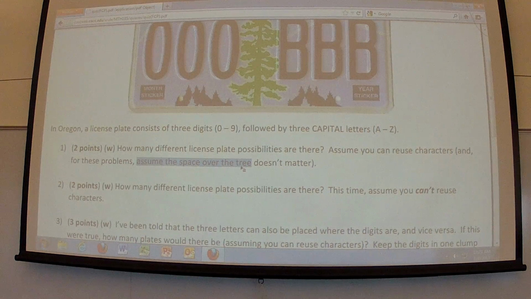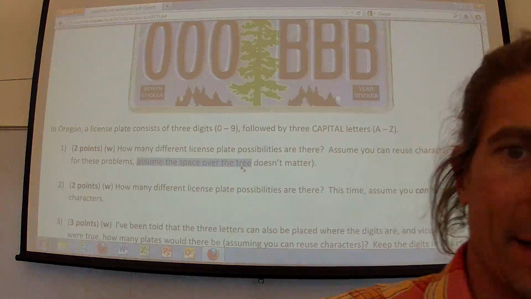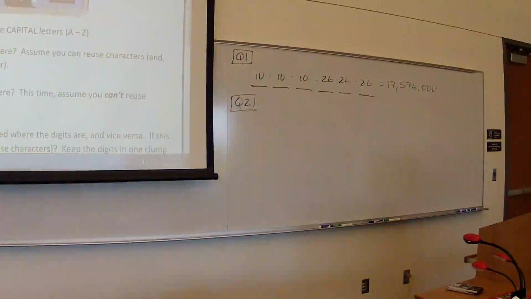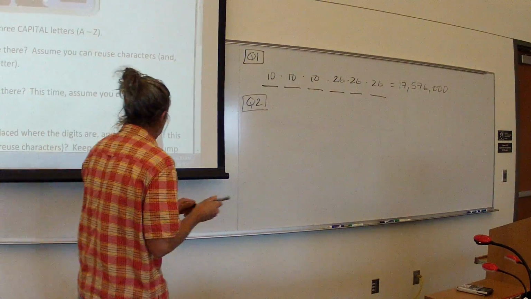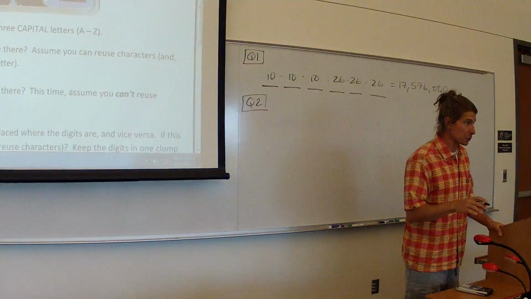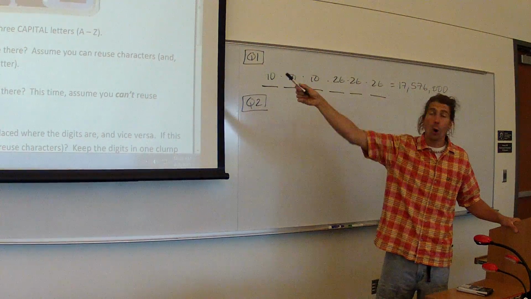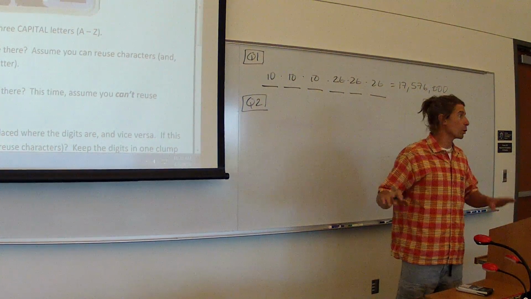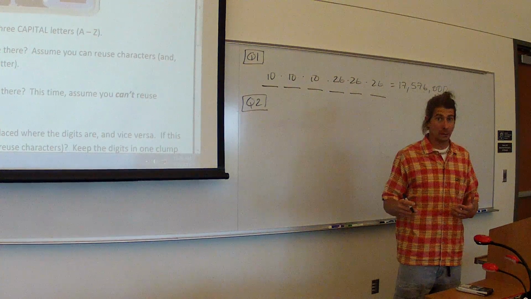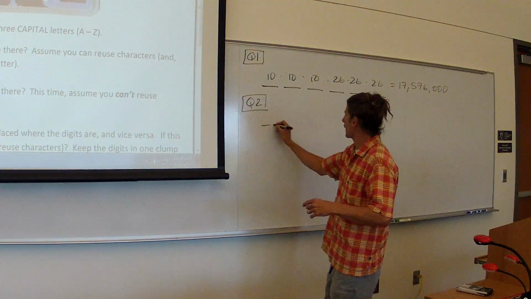Now, there's another solution to that, and let's do number 2 first. So this is quiz 1. Quiz 2, same question, but now you can't reuse characters. That means every digit and letter has to be distinct. So we want all different numbers and all different letters. In other words, that plate O-O-O-B-B-B can't exist. That's no good, because you've got repetition of the 0 and of the B. Fair enough? Good.